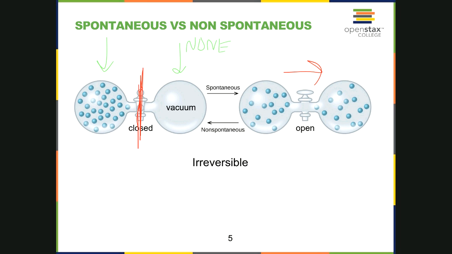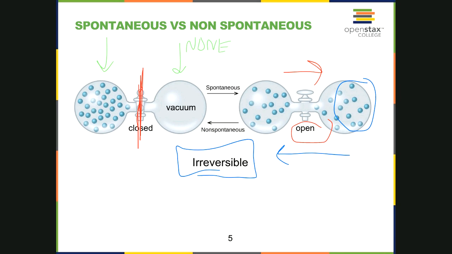The thing about this is if we leave the valve open, we're never going to come back and find that the molecules have spontaneously moved back to where they came from. Therefore, it's an irreversible process. The only way that the molecules on the right could go to the left would be if we somehow pushed them over, like with a piston or something. So that's one example of irreversible.